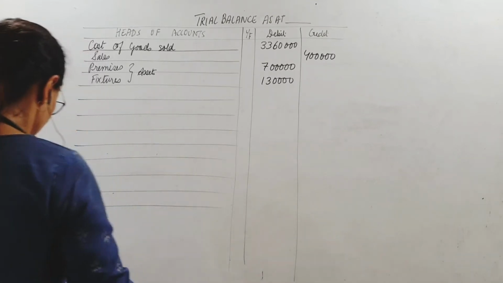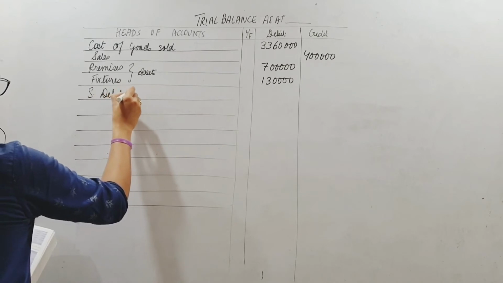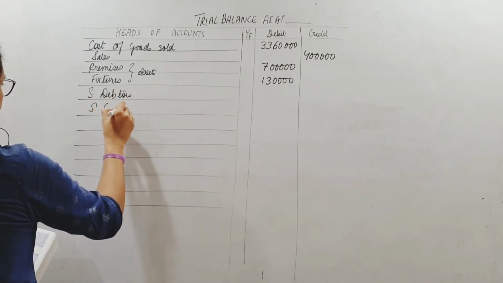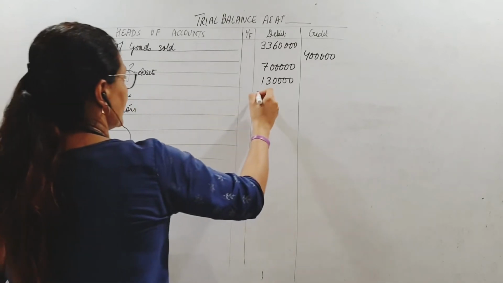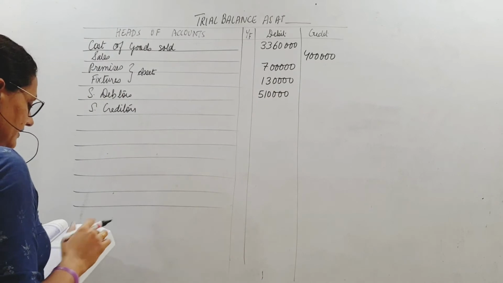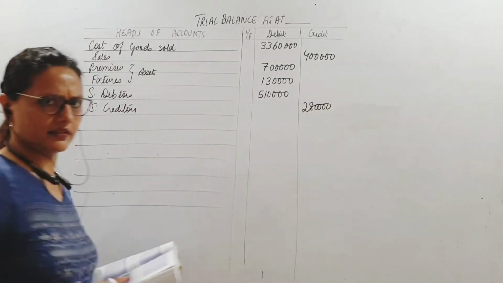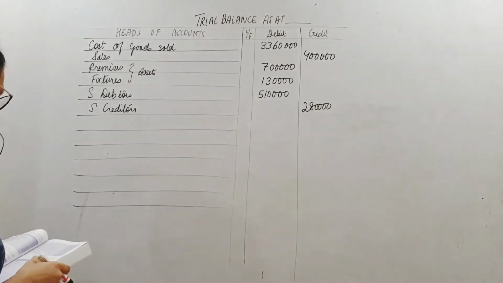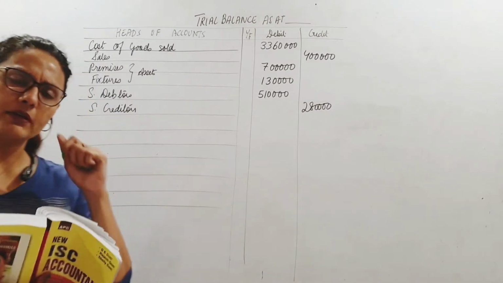Good. Debtors, sundry debtors and sundry creditors. Debtors is 5,10,000. Creditors 2,80,000. So all this is pretty good. Opening stock is 5,60,000. Opening stock, we just talk about opening stock.